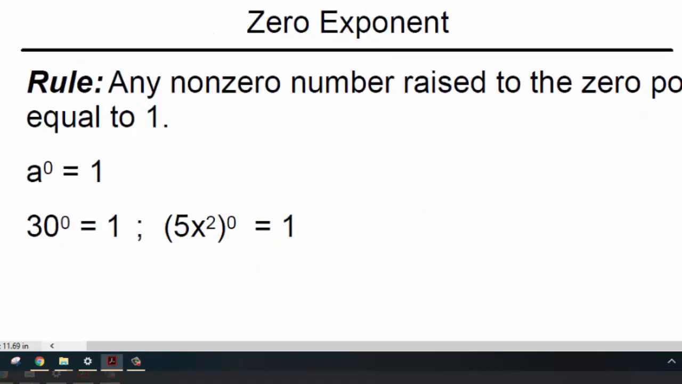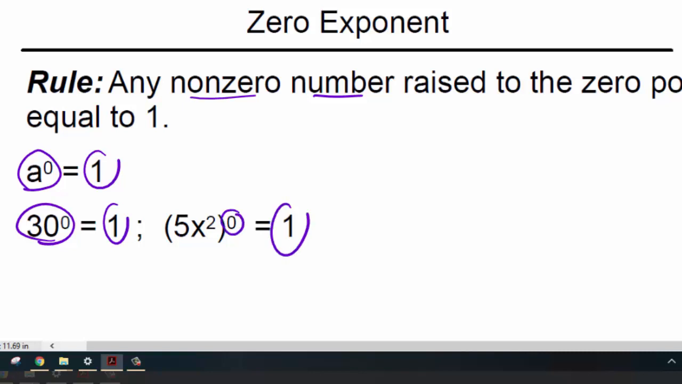Okay, so here's the zero exponent rule. You need to just commit this to memory. The rule says any non-zero number, so a base number that's not zero, raised to the zero power is equal to 1. So a to the 0 is going to equal 1. 30 to the 0 is equal to 1. 5 times x squared raised to the 0 is still equal to 1.